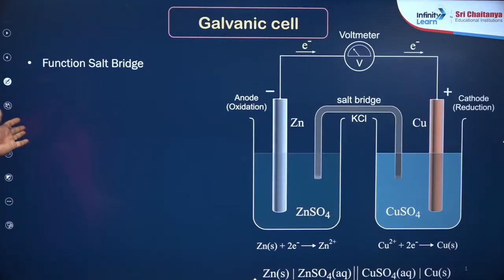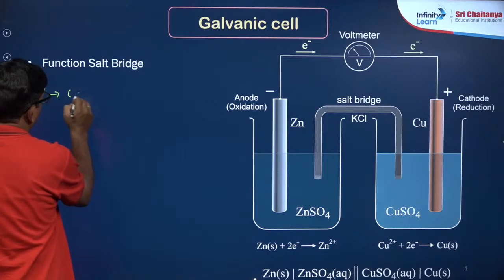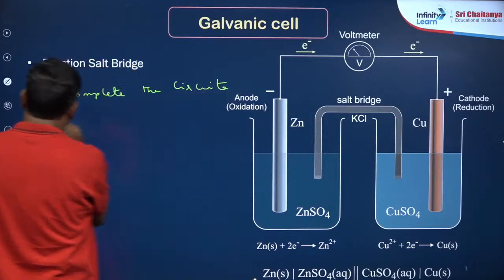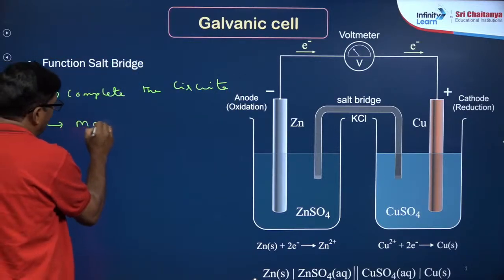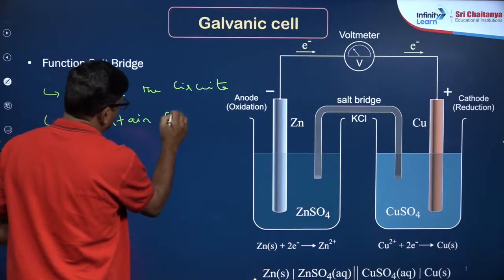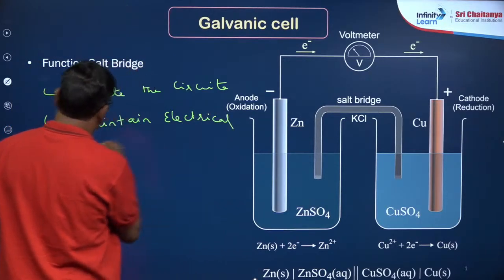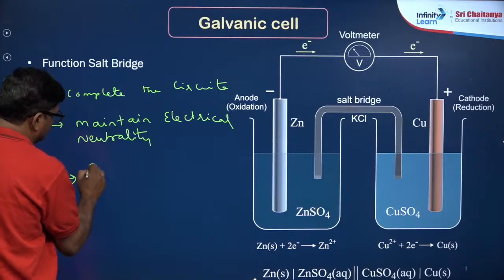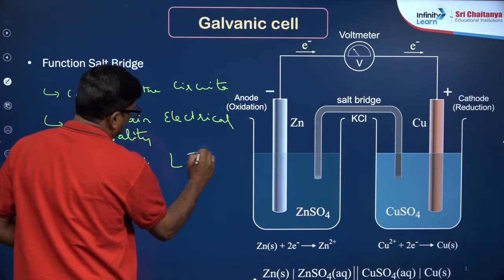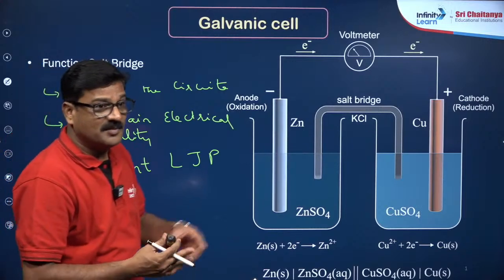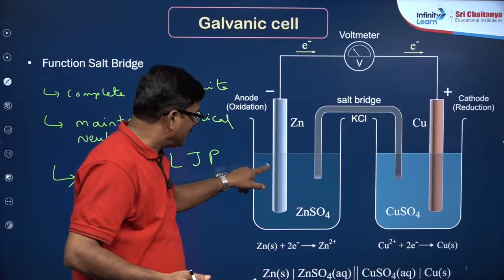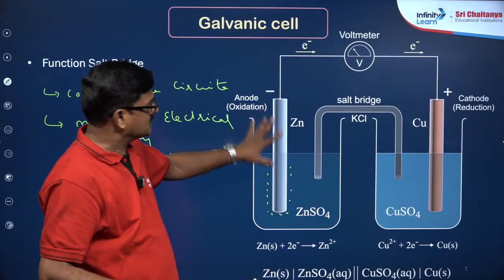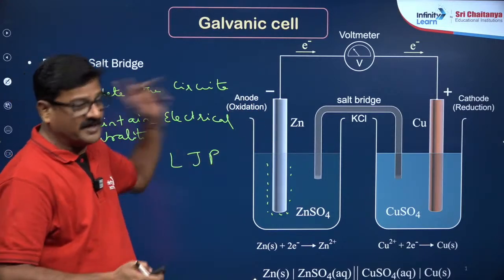Okay, what is the function of a salt bridge? Salt bridge completes the circuit. Also, salt bridge maintains neutrality. It prevents liquid junction potential. Liquid junction potential means the potential that is generated when a particular ion is accumulated around a particular electrode. That is called liquid junction potential, LJP.